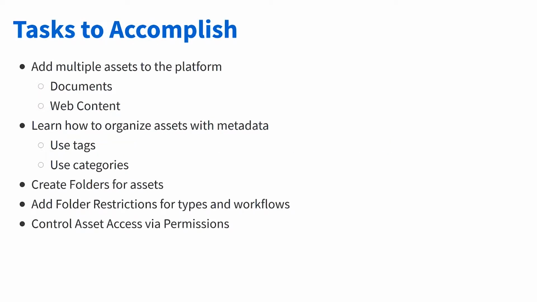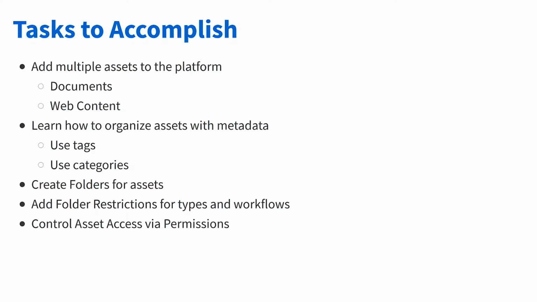Some tasks to accomplish by the time we get through all of this. We want to learn how to add multiple assets to the platform. It's going to be documents and web content. We're going to be talking about what the differences are between those. We're also going to be learning how to organize assets using metadata. And we have some new tools that make tagging a lot easier. We'll also be using categories as well, and we'll be talking about what that process looks like as a whole.